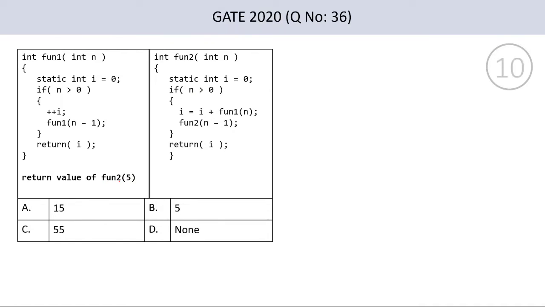So the question is asking that function 2 is called with the value 5. Let's start. So it is calling function 2 with value 5, and here I'm putting the value 5. Let me change the color of my pen so that it looks clearer. Fine. Okay, now what will happen?